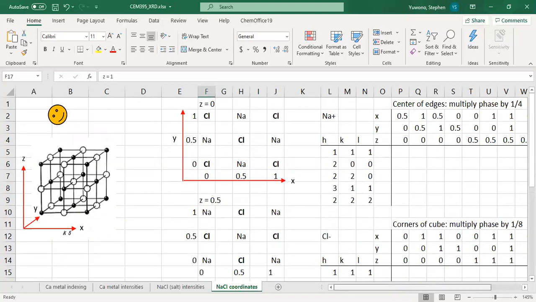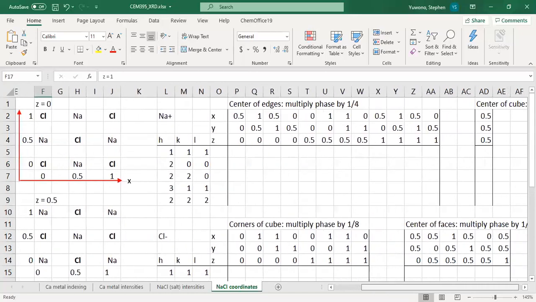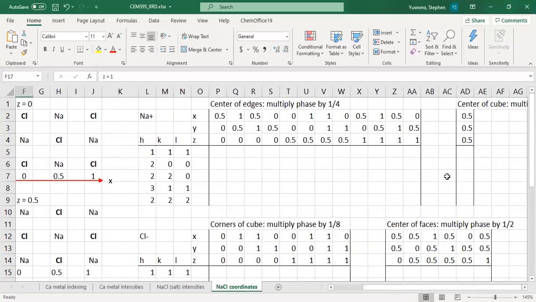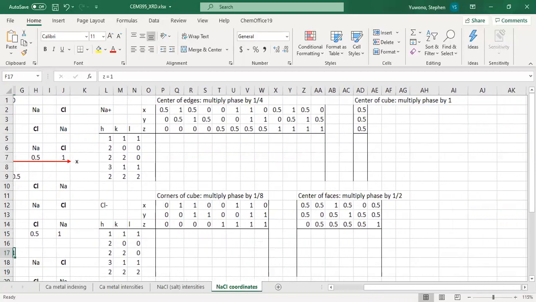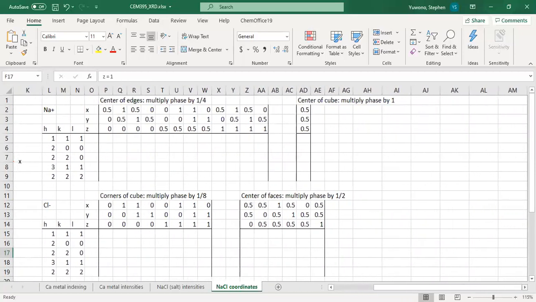Okay, so now once we have the coordinates of the ions, it would not be a bad idea to compile a table that looks like this. Here I have my HKL indices for each of the angles: 1, 1, 1 for 3, 2, 0, 0 for 4, and so on and so forth. And here I'm doing x, y, z from top to bottom.